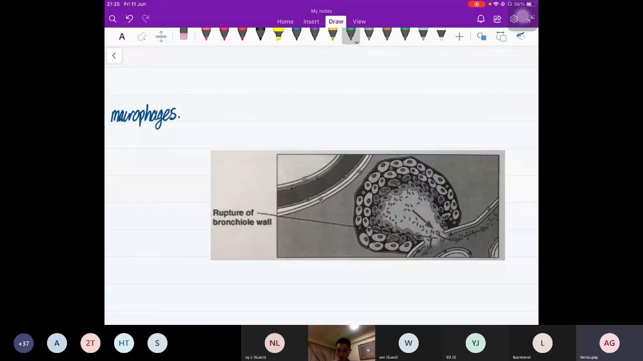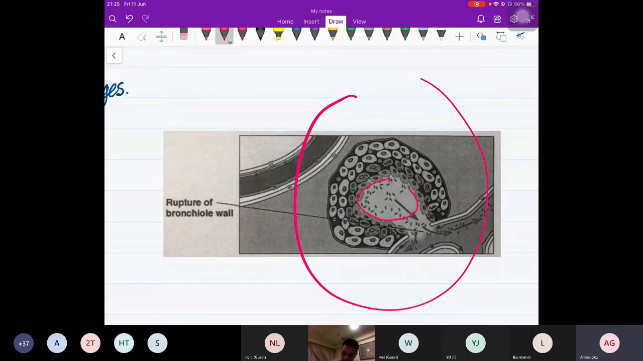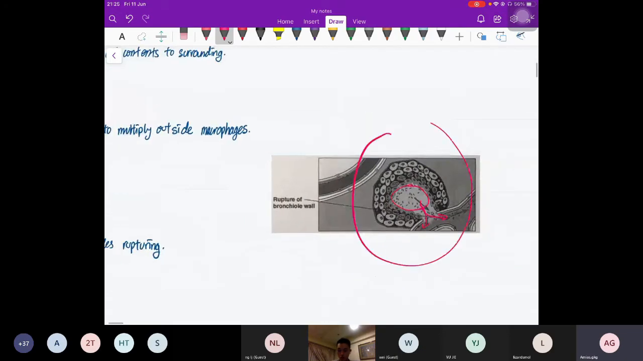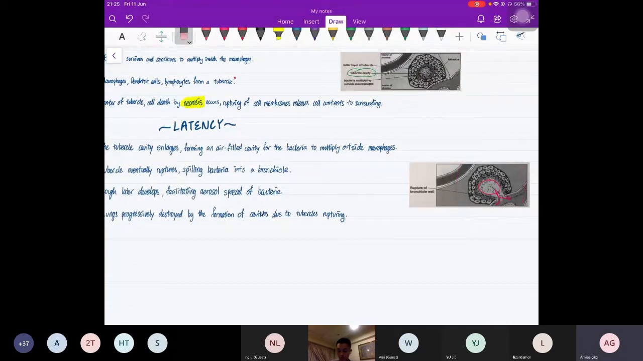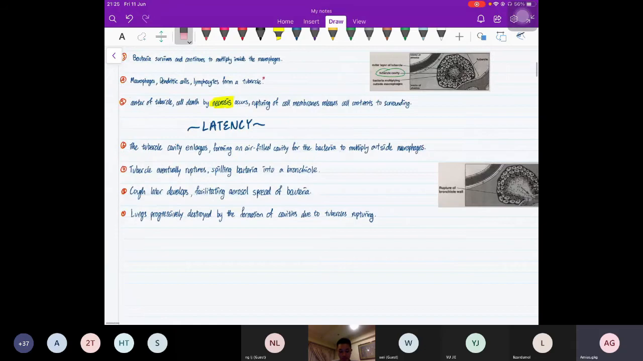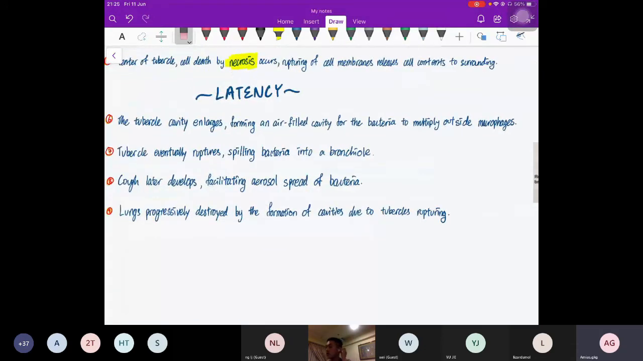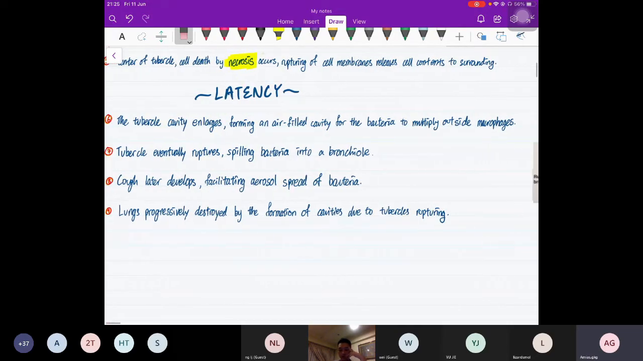So this is the rupturing of a tubercle here. You can see that the air cavity has enlarged from before, and now so much bacteria is allowed to go into your bronchioles, into the rest of your lungs, to infect even more parts of your lungs. Then a cough will eventually develop, and after the person coughs, it facilitates the aerosol spread of the bacteria, and then your lungs progressively get destroyed.